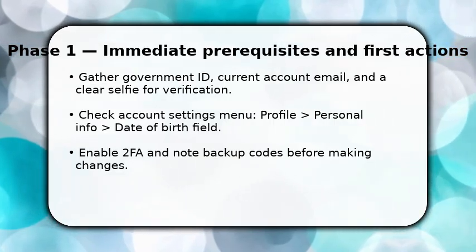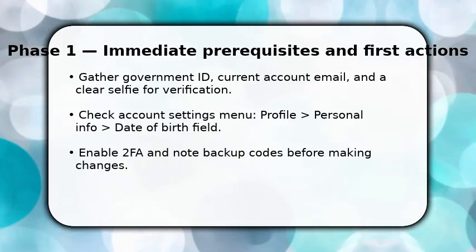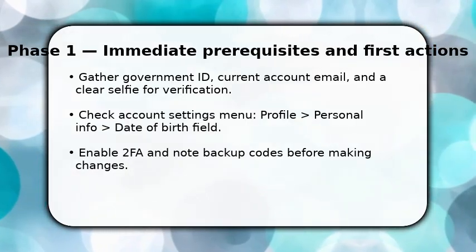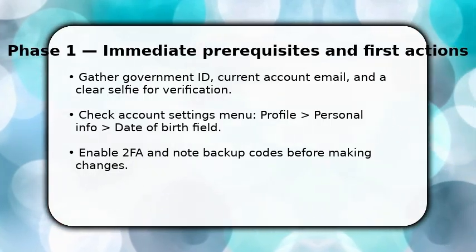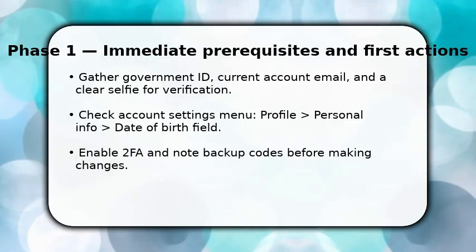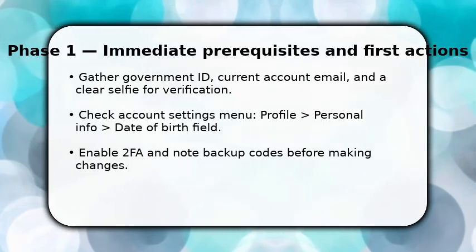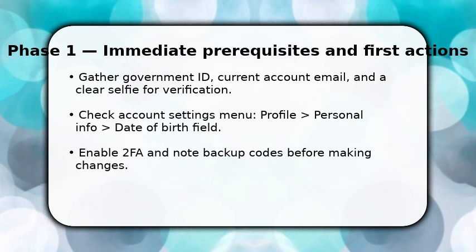Once done, enable two-factor authentication if not already active, because platforms often require extra verification when sensitive details change. Make sure to save your current recovery options, phone and backup codes, so you can reverse errors. Now proceed to edit the DOB carefully.